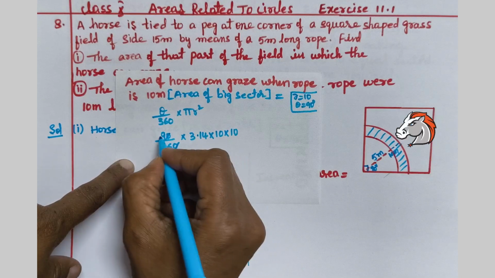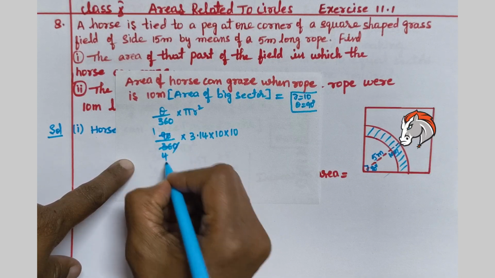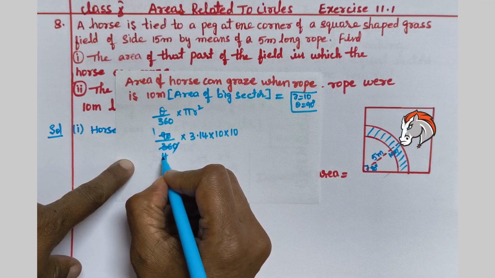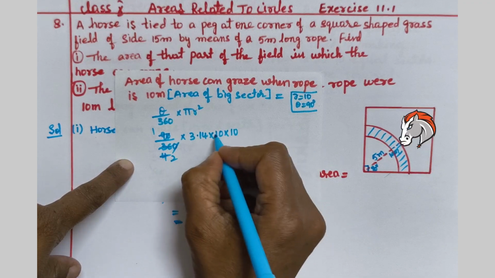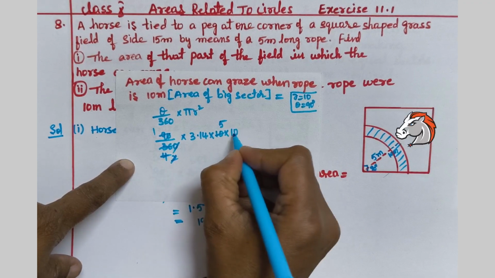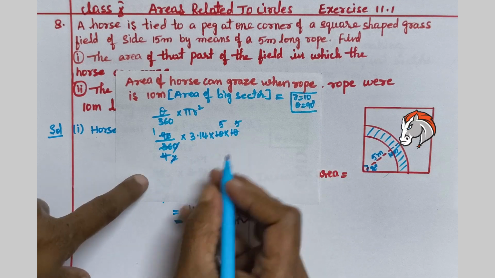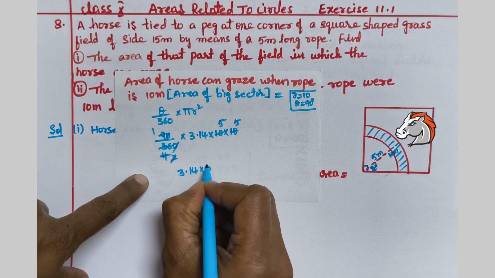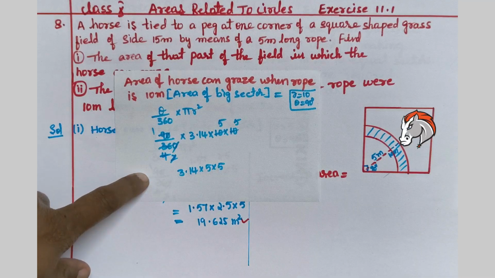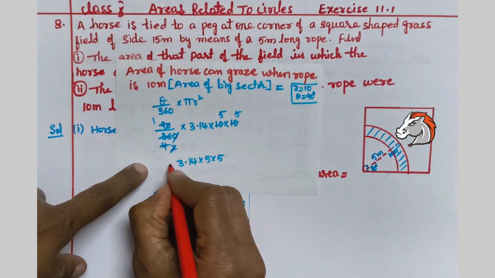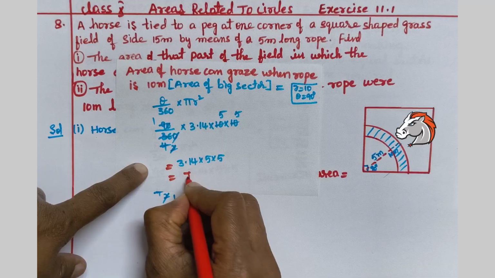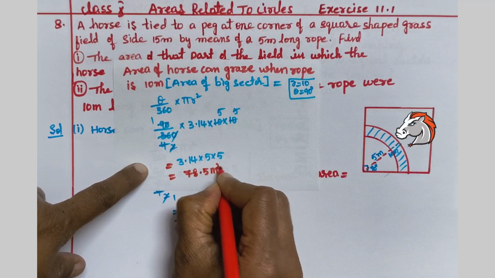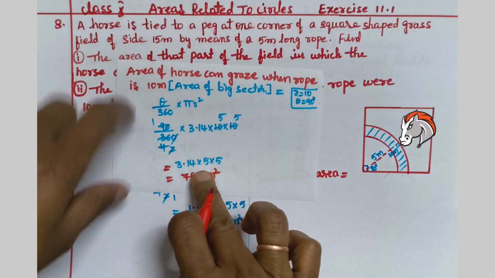See here, 0, 0 cancel. 9 ones are 9, 9 fours are 36. 2 twos are 4, 2 fives are 10. Next 2 ones are 2, 2 fives are 10. So now what remains? 3.14 into 5 into 5. These all multiplied means you will get 78.5 meter square. So this is the big sector area.